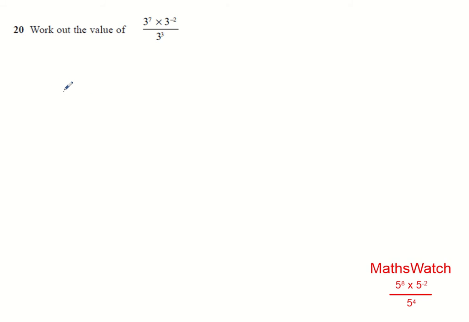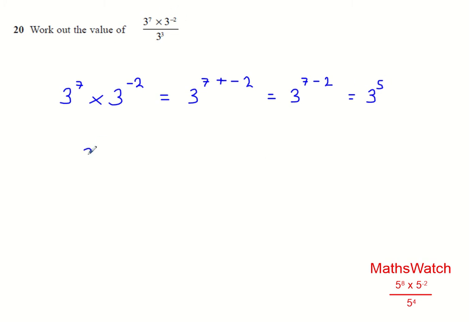So let's start with the top. You've got 3 to the power of 7 multiplied by 3 to the power of minus 2. One of the laws of indices tells us that when we are multiplying these things together, what we are actually doing is adding the powers. So we're doing 3 to the power of 7 plus minus 2. Now when we have two symbols next to each other and they are both different, so a plus and a minus, that means that overall that effect is a minus. So this is 3 to the power of 7 minus 2, which is 3 to the power of 5. So there's the first part of the question. The top of this simplifies to 3 to the power of 5.